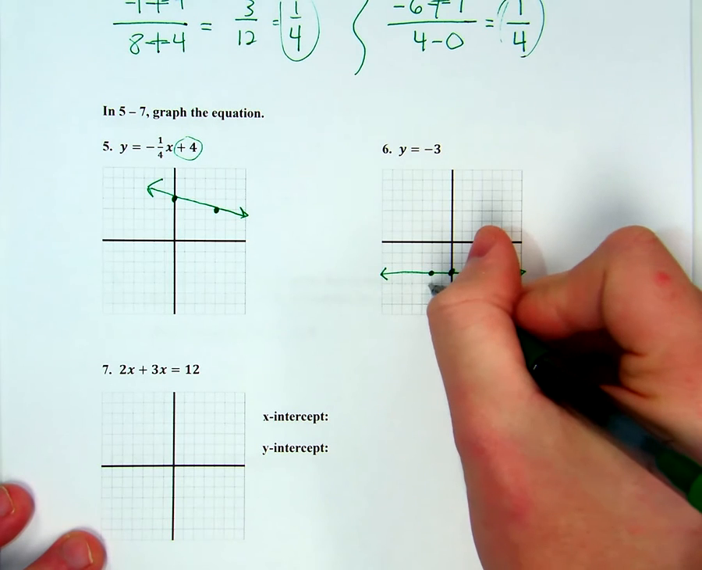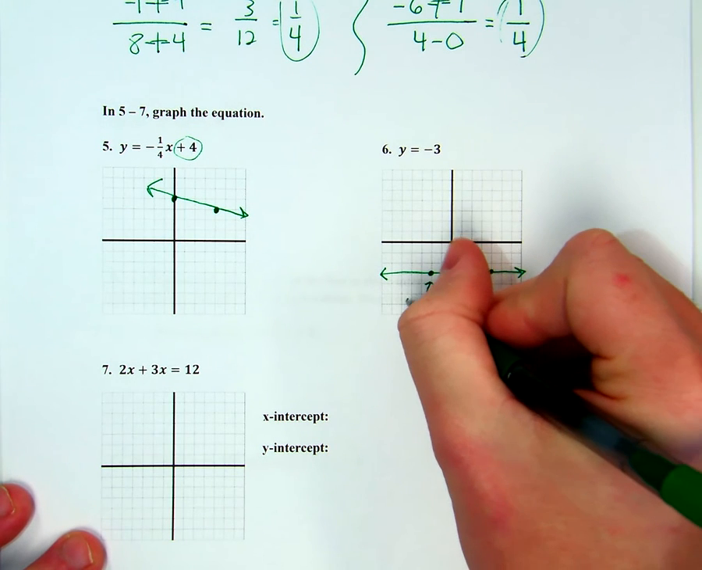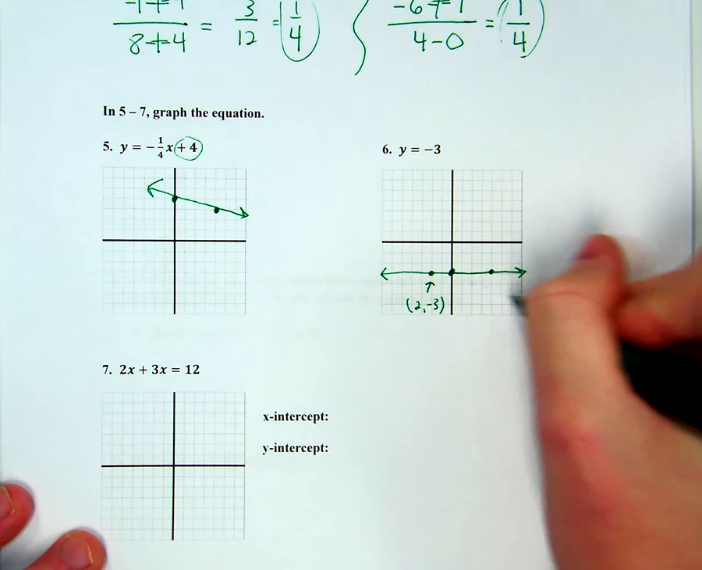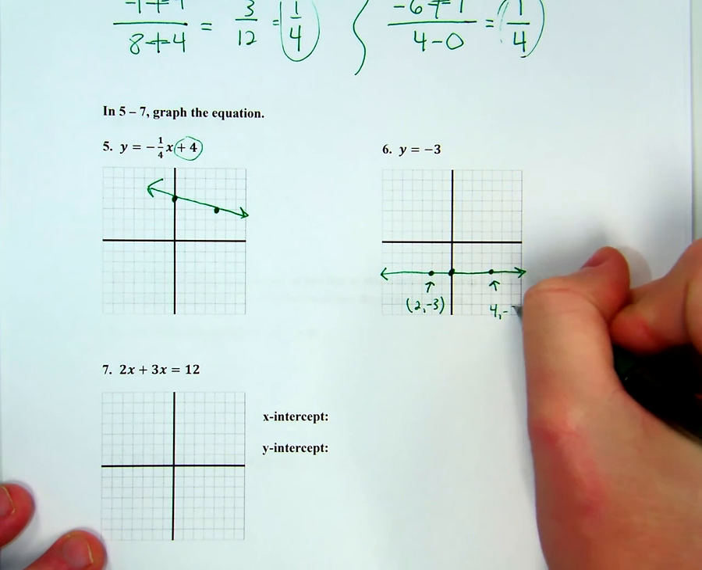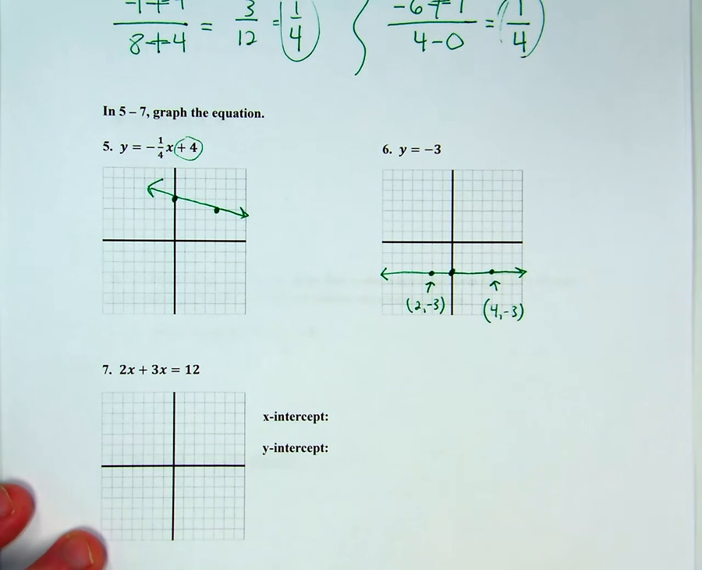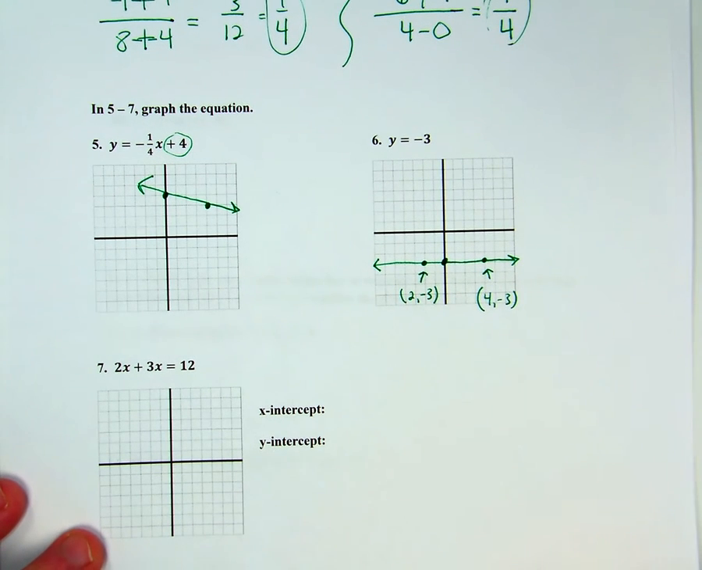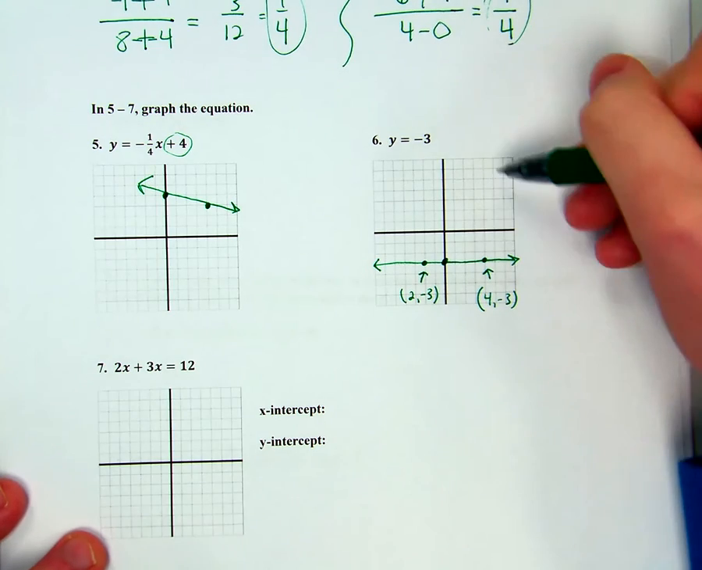If it helps, you can put a couple of extra points on there and write the coordinate for them. You just want to make sure that everywhere you go, y is -3. Lines that say x equals would go up and down.